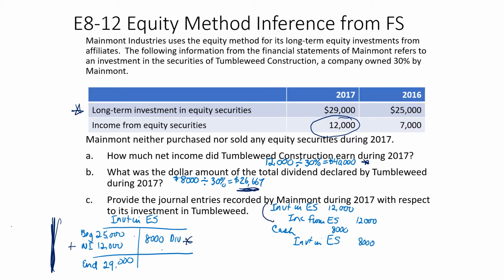So the first one is to recognize the income, our portion, the 30% portion of net income from Tumbleweed for Mainmont. And the second one is to recognize the dividends that were declared and paid.